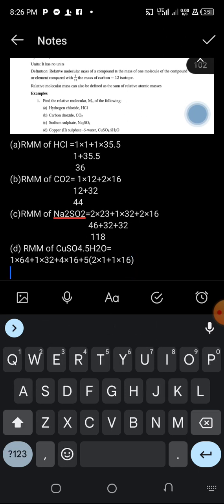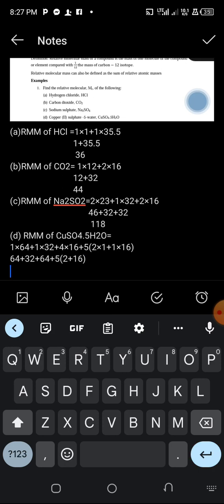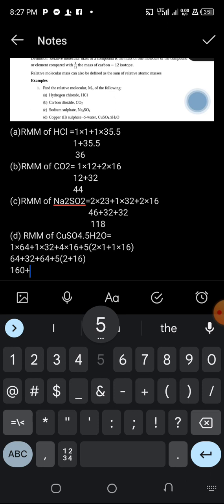You do this. You bring down here 1 by 64, that is 64, plus 1 by 32, that is 32, plus 4 by 16, that is 64. Let me punch on the calculator. 4 by 16, we are getting 64. All right. Plus 5, open bracket. So it will be 2 plus 16. So you do this. 64 plus 32 plus 64. What is the answer? 160.